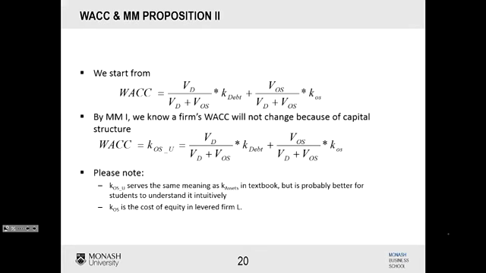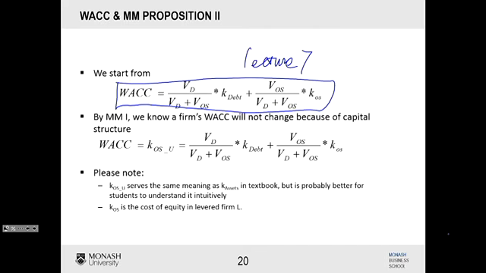We start from what we have already learned in the lecture. Where is this coming from? This one, lecture 7, weighted average cost of capital. I just borrowed that one and rephrased it to fit into this lecture, to be consistent with the textbook.